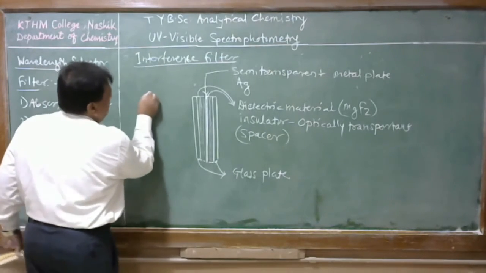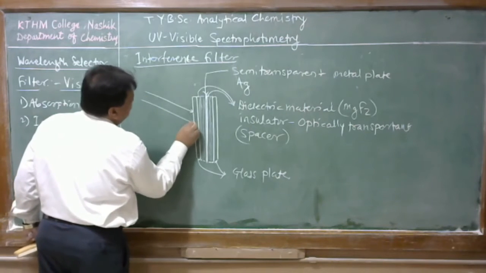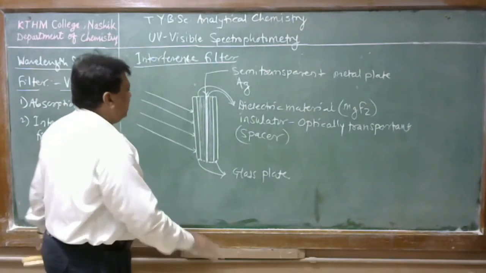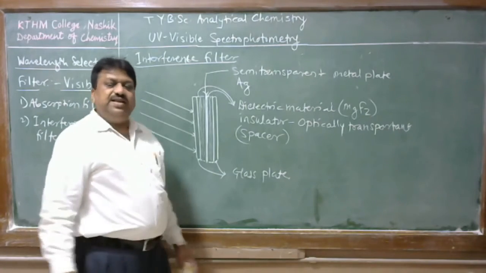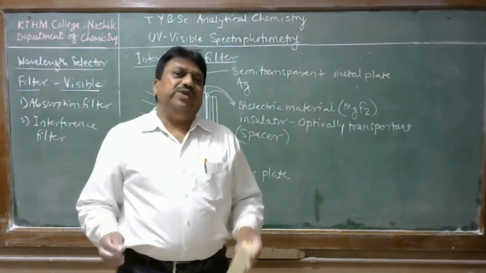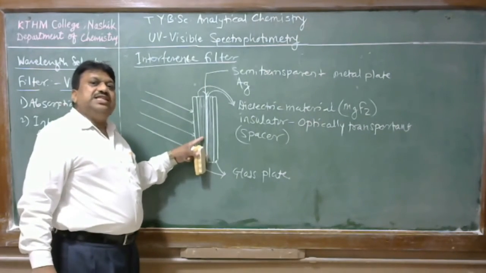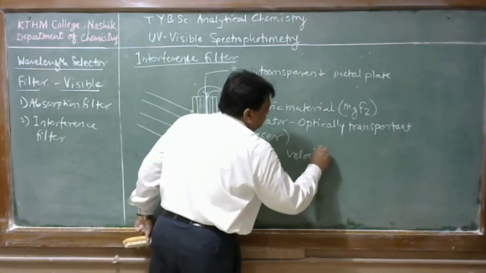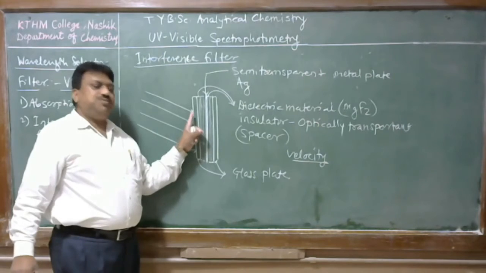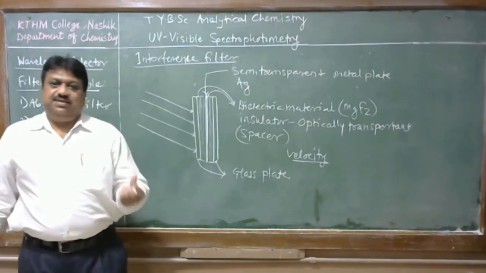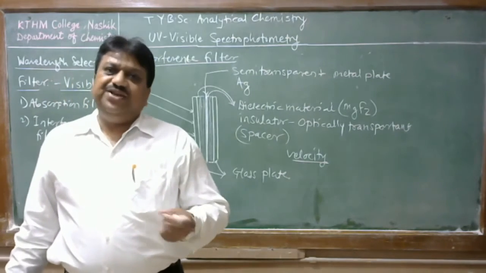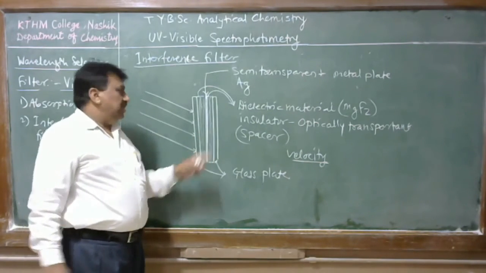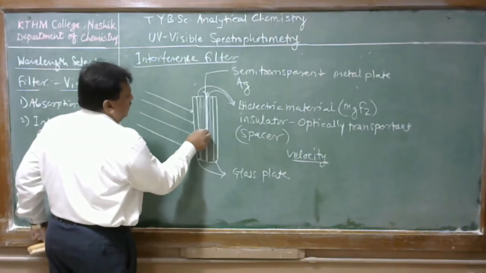Now, when incident radiation from the source falls on this filter, what happens here? When this radiation strikes the spacer, there is a space, a vacuum type. Therefore, the velocity of the radiation is changed in this spacer, as it traverses from this glass plate to this metal plate. In that space the velocity of radiation is changed. And when this radiation strikes this silver metal plate, the radiation is reflected back in this fashion.